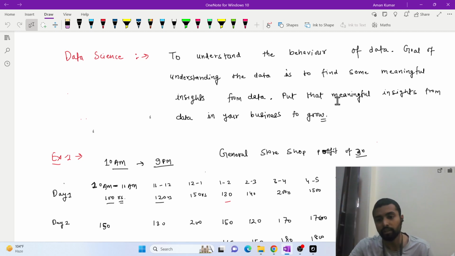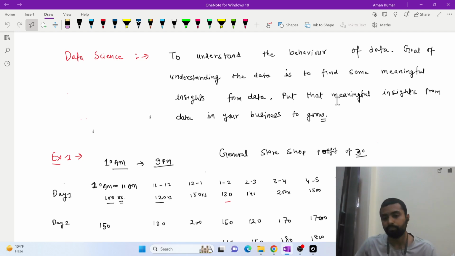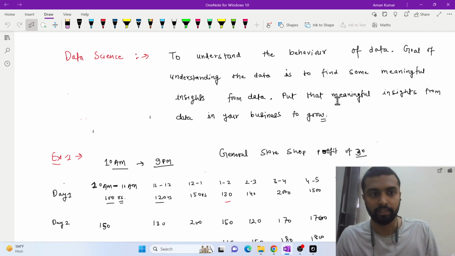I hope you have got the answer. Think about that, and you can also come up with your own example. This is just one example I'm giving you. I hope you understood the definition of data science.